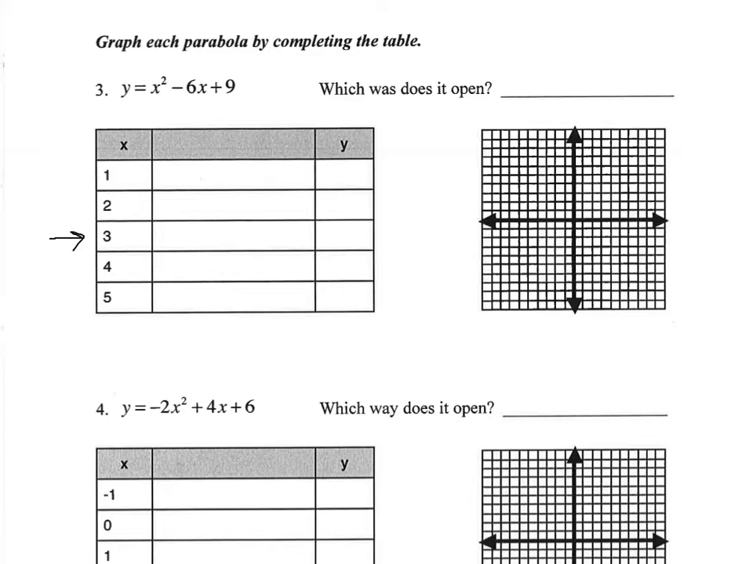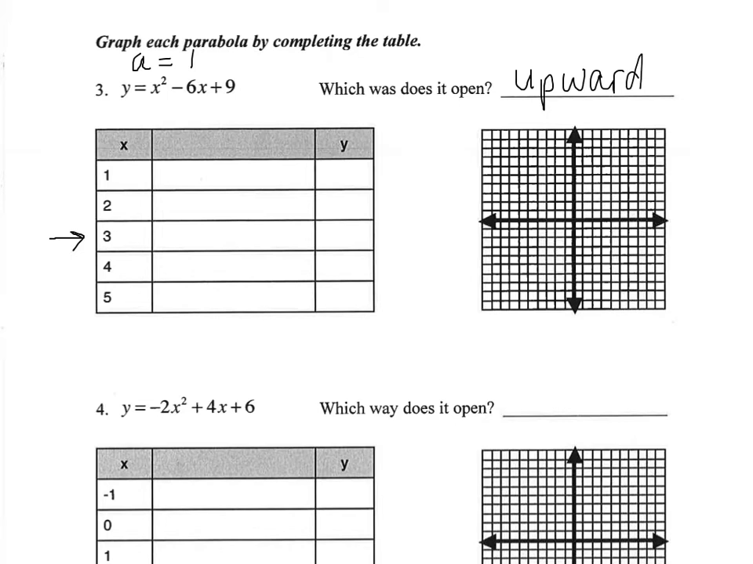And I am giving you the vertex in the middle of the table, so we should notice some symmetry. So let's try to graph number 3. The first question says, which way does it open? And I'm going to look at what my A value is. In my equation, A is the number associated with the x squared term, which is a 1. Since it is a positive 1, that means that my parabola is going to open upward. Okay, just keep that in mind.